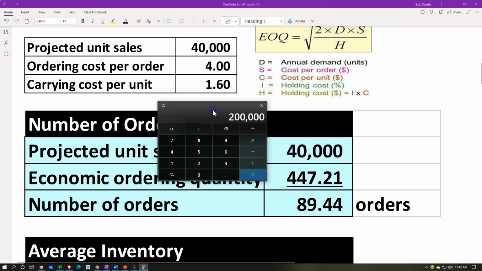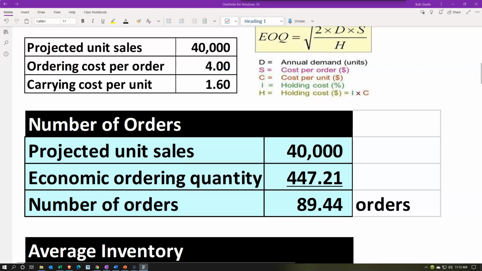So in other words, of course, if we need 40,000 units, and we order 447.21 every time, 40,000 divided by 447.21, we get about 89 orders. In other words, if I ordered 89 times 447.21, that would give us our 40,000 units. So this is the number that we're going to use to optimize our units.